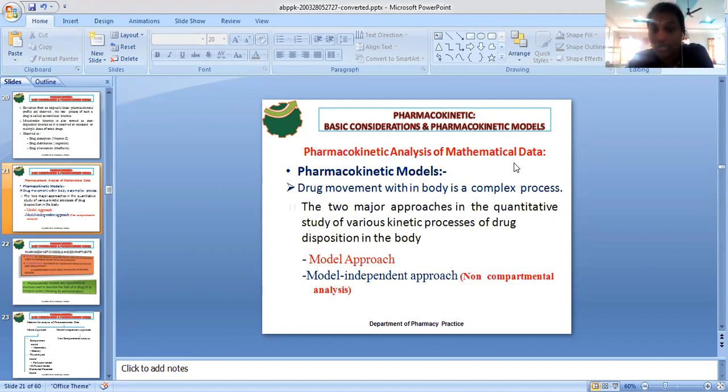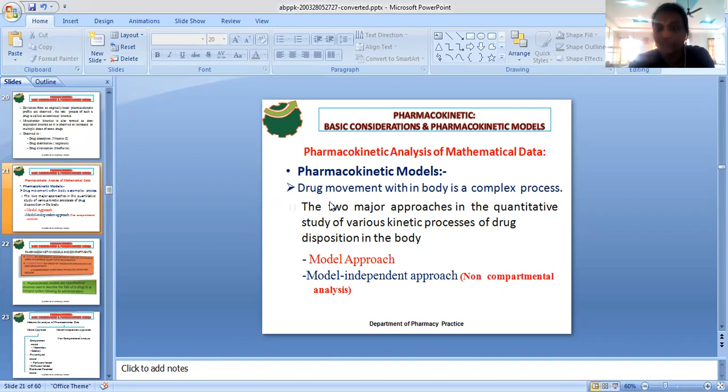What are the pharmacokinetic models that are involved in the quantitative estimation of pharmacokinetic parameters and pharmacokinetic processes, and for what purpose will they be useful? Basically, the four pharmacokinetic processes involved once the drug is administered are absorption, distribution, metabolism and excretion. And each and every process involves drug movement.